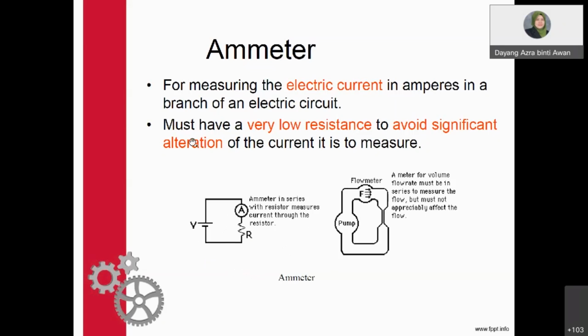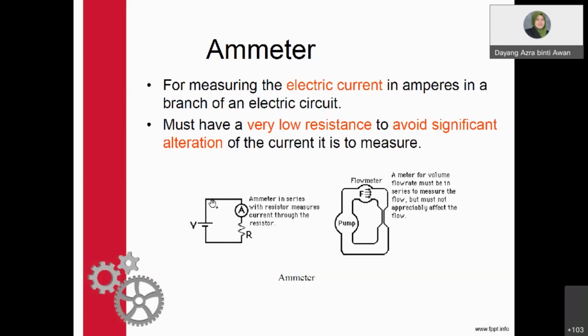Okay, so instead of your current going through the path with an obstruction, it will go to the path with no obstruction. So better you go the path with no obstruction. For example, your ammeter has a very low resistance. Meaning that this one will not give you an accurate result.